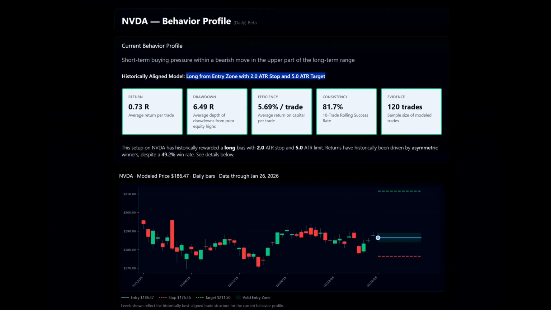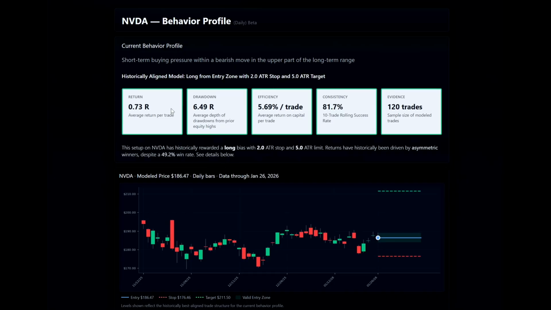The long and entry zone is given right here. We model it from the current price available as of the time of the report, and we use a 2 ATR stop and 5 ATR limit, which is what we test. We test what direction, long or short, and secondly, should it be an asymmetric reward? Should it be a wide stop, wide limit, narrow on both, narrow limit, wide stop, etc. So those are what are modeled, very simple.